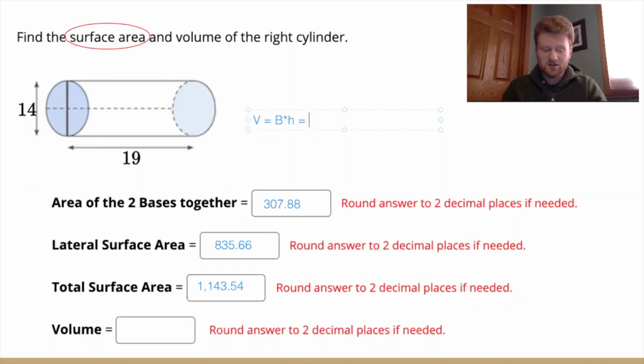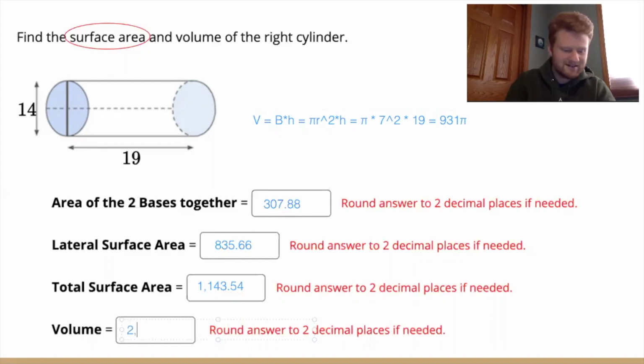Area of a circle is pi r squared. So I'll write that here one more time. So we have it pi r squared times height. And in this case, we'll get pi times r squared is 7 squared, remember, times our height is 19. And that will equal, let me see my notes here, that's going to equal 931 pi. And if you plug that in your calculator, you're going to get a total of 2,924.82. And that's all it takes for this first problem.